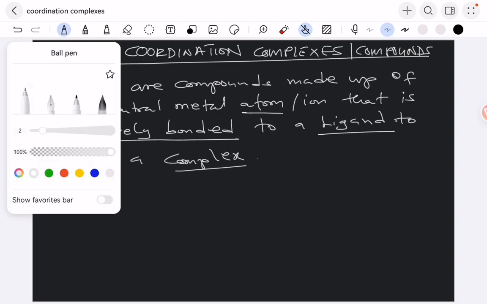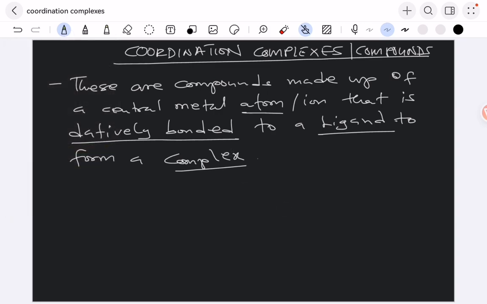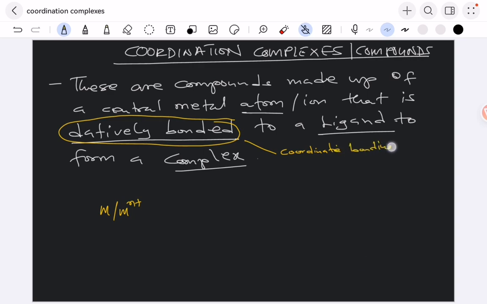So allow me to give more context about what this particular description or definition means. What this simply means is that we have a metal, which can be a metal atom or a metal ion, that is datively bonded. Datively bonded is also known as coordinate bonding. So what is this type of bonding?